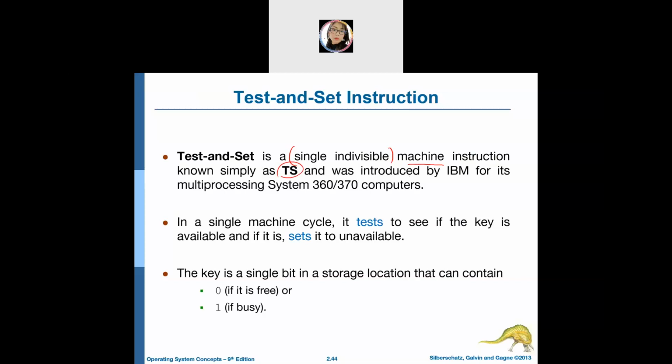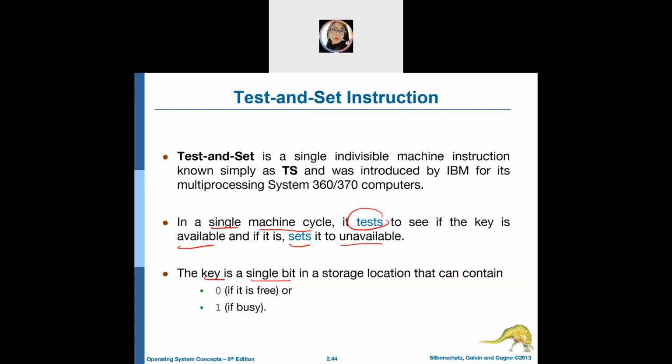It was introduced by IBM for its multi-processing system, the 370 computers. In a single machine cycle, it tests to see if the key is available, and if it is, you're going to set it to unavailable. So that happens in a single machine cycle. If you test and you see the key is available, you're going to change it to unavailable.